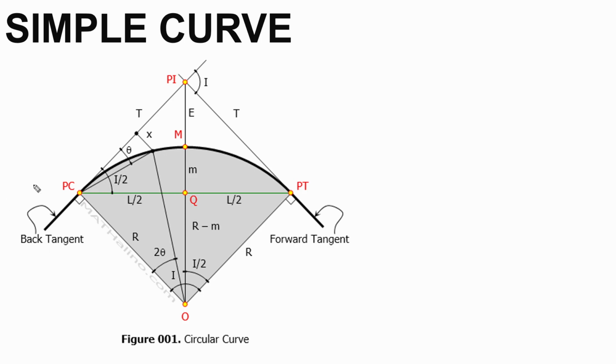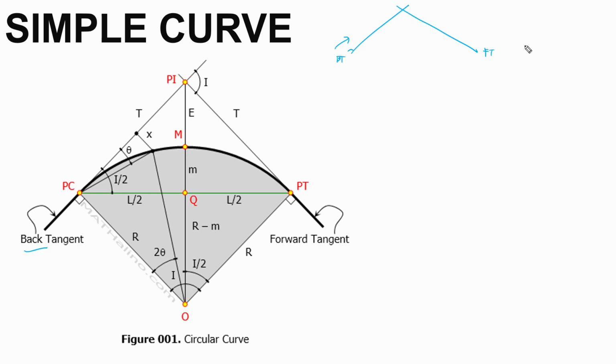We have first, nag-start tayo dun sa dalawang line. Typically yung direction niyan is ganyan. Depende naman, pero kapag ganyan yung direction, ito yung naunang line, yan ay tinatawag na back tangent. And therefore, yung susunod is yung forward tangent. So, this is the back tangent, this is the forward tangent.